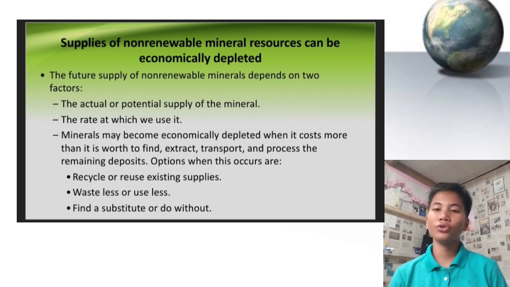So the future supply of non-renewable minerals depends on two factors. The first one is the actual or potential supply of the mineral, and the second is the rate at which we use it. Minerals may become economically depleted when it costs more than it is worth to find, extract, transport, and process the remaining deposits. Options when this occurs are, first, recycle or reuse existing supplies, waste less or use less. Next, find a substitute or do without.